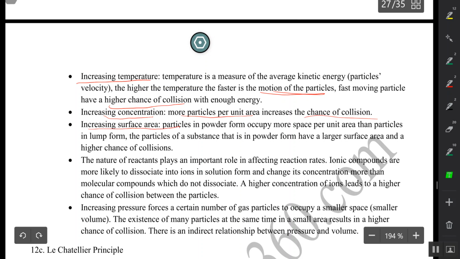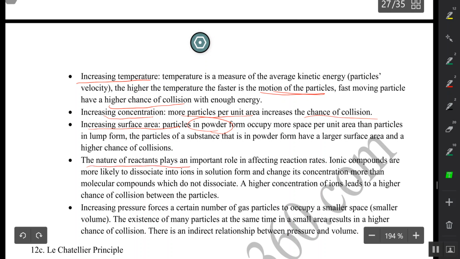Surface area: obviously a powder will occupy a lot more space than a solid, so powders have a much larger surface area. Therefore, if you have a powder substance, it's more likely to cause a lot more collisions with whatever other substance you mix it with than if you have a solid substance.